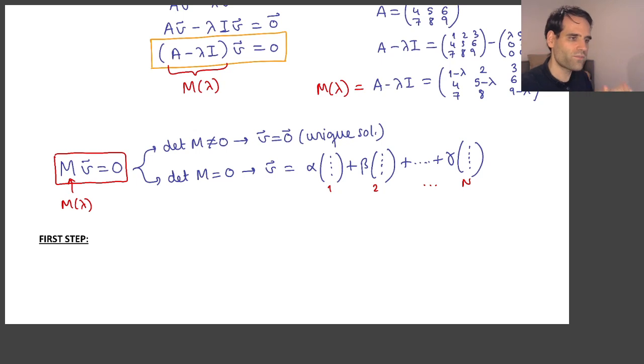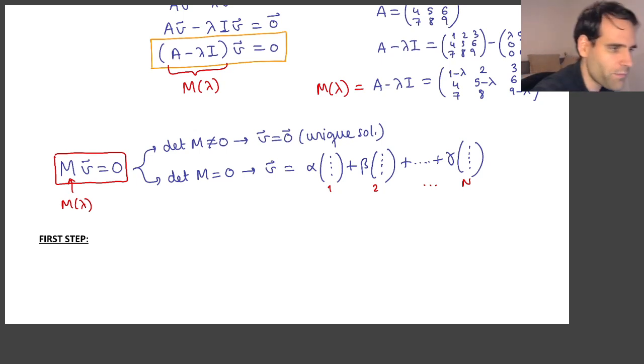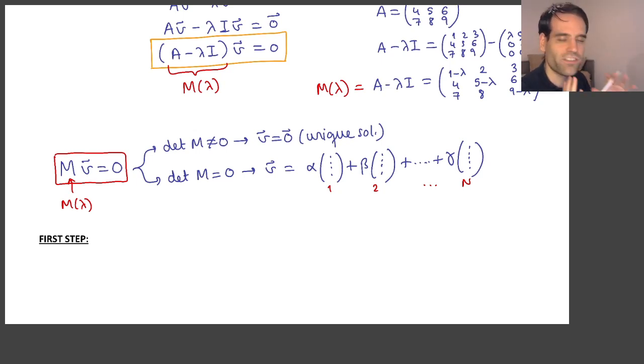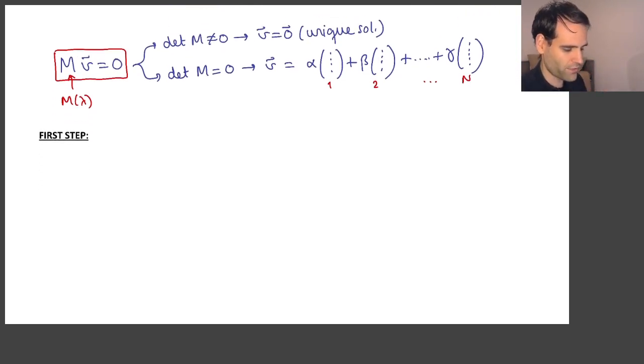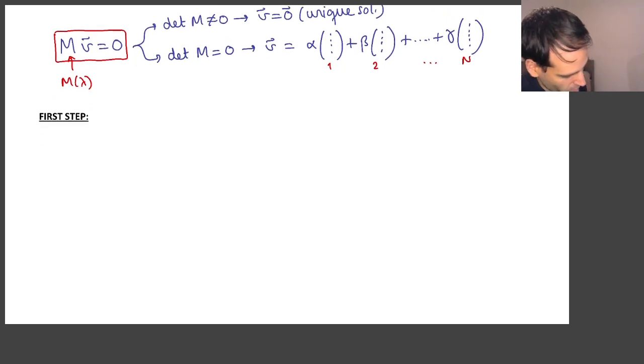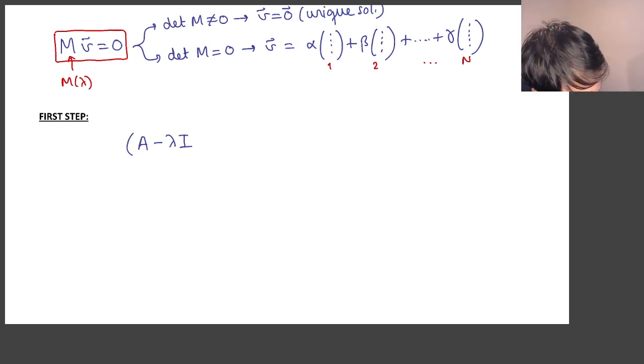So always we have two steps. So let me write them explicitly, because maybe this is too much in a single block. So the first step is you find the matrix A minus lambda I, and this is a matrix that depends on lambda, and you calculate the determinant of this matrix.